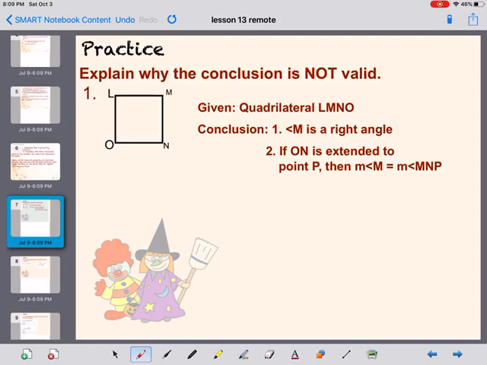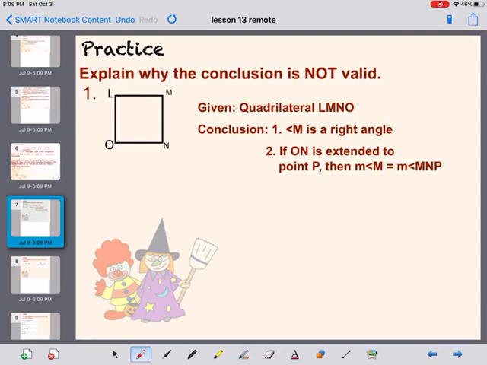So let's look at some practice examples. Take a moment, look at this conclusion, and decide why it's not valid. So, given that it's a quadrilateral, can I say that angle M is a right angle? Hopefully you realize it's not valid because I don't know what type of quadrilateral this is. Not every quadrilateral has right angles. I know it looks like a square, and we know squares have right angles, but it could be a parallelogram. So you never want to look at the picture and make an assumption.